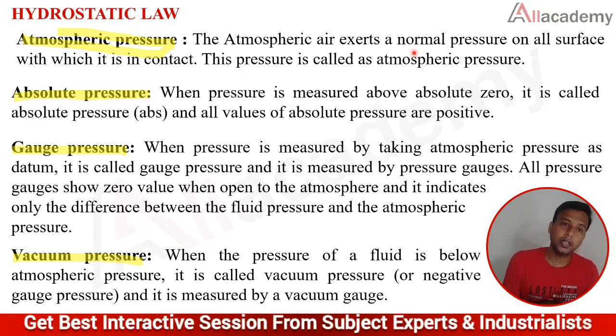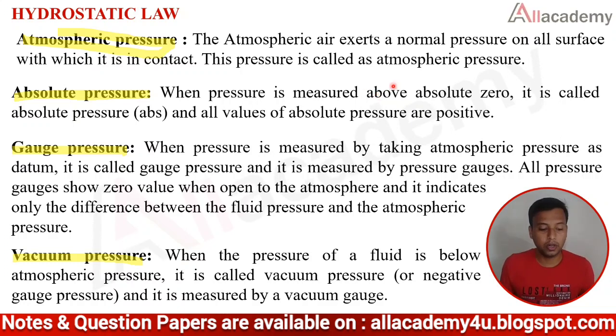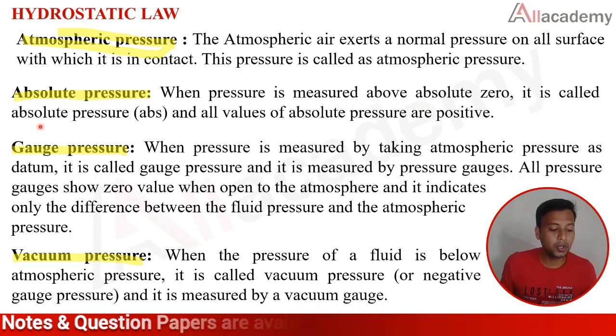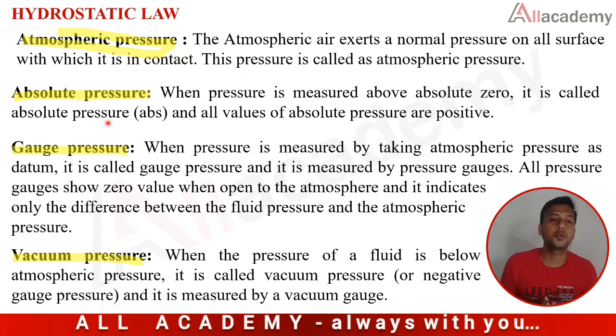Now what is the next one? That is absolute pressure. When a pressure is measured above absolute zero, then it is called absolute pressure. All the values of absolute pressure are positive, meaning there must be positive pressure values. Then we can say that it is absolute pressure.